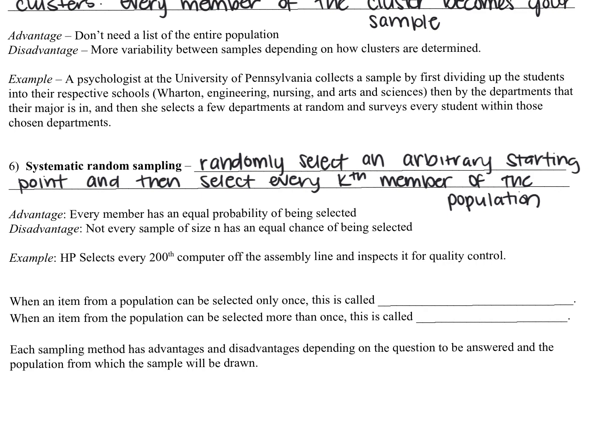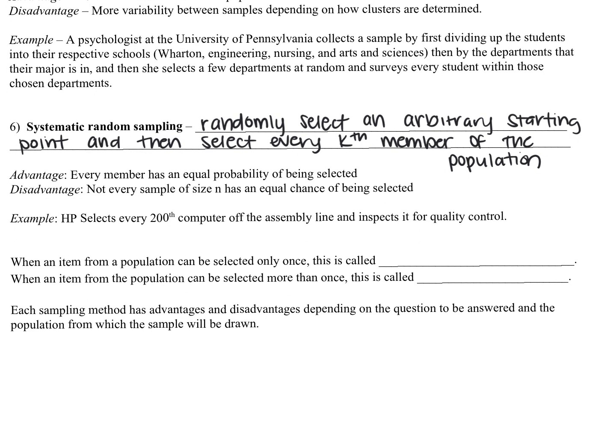So for example, this is a very common method used in quality control in factories. Like if you select every 200th computer off an assembly line and inspect it for quality control, that's very similar to what they do in assembly plants, where they'll randomly select every so many just to make sure that there aren't any problems with it. So very easy, but not the greatest way to collect data.